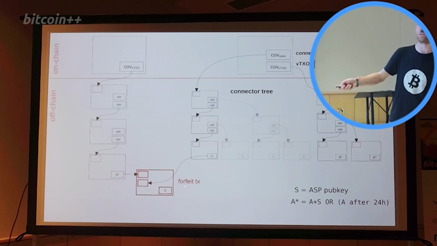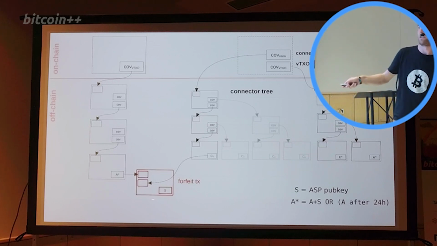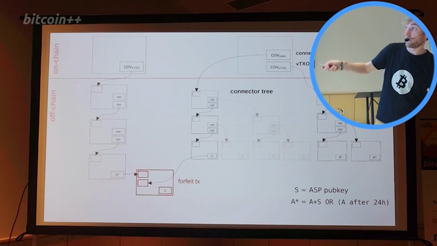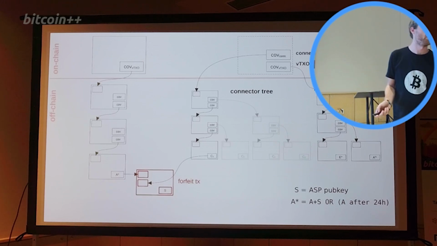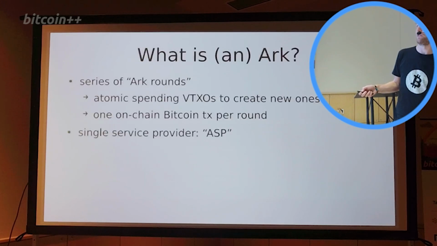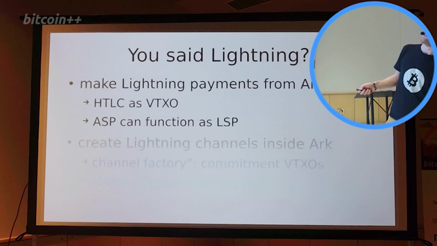But if this is not a forfeit transaction, but an out-of-round transaction, and all this right side is not there, you just sign this, send it to your counterparty, and then your counterparty is satisfied. Okay, no, that's out of round. It has nothing to do with covenants, right? Because those transactions already exist.